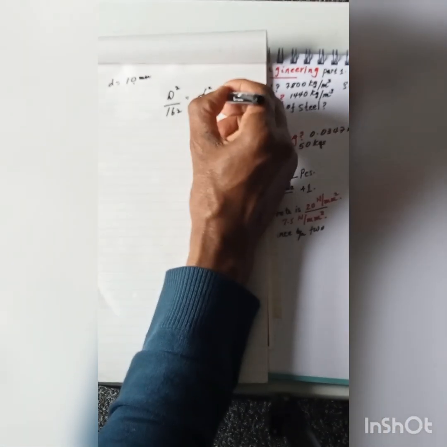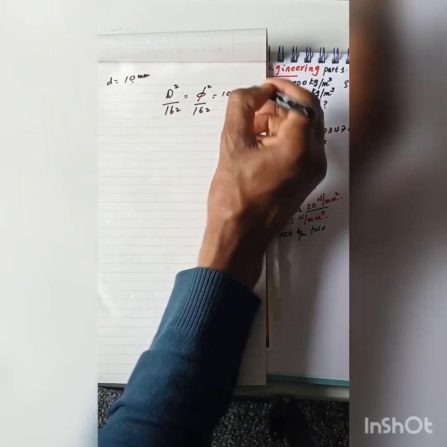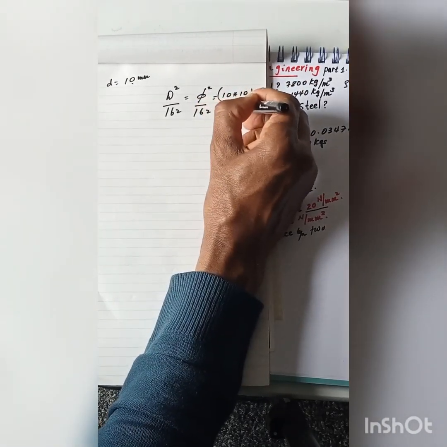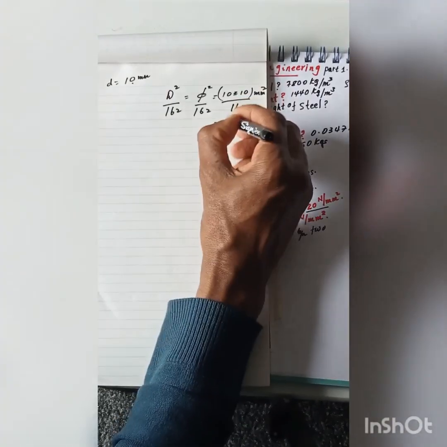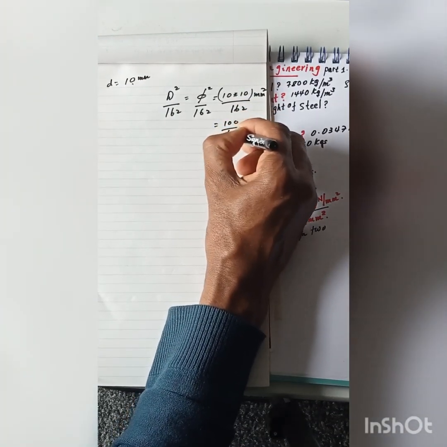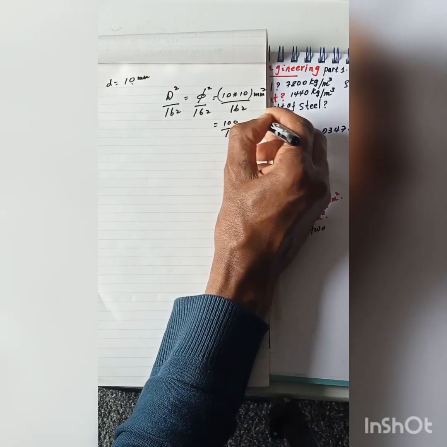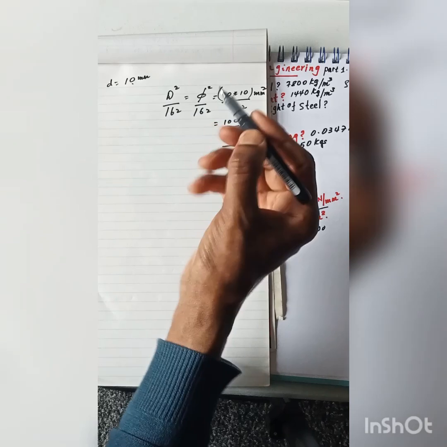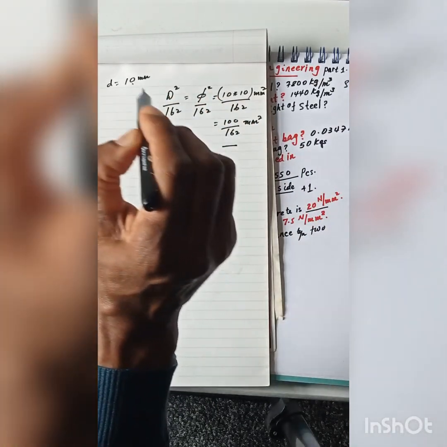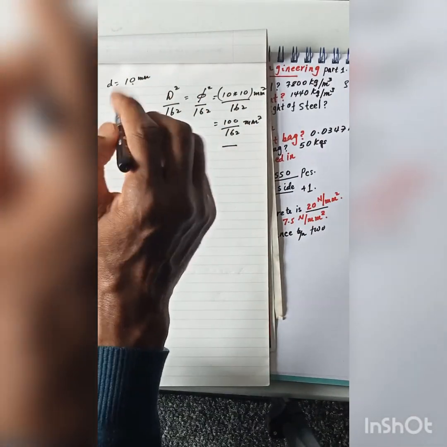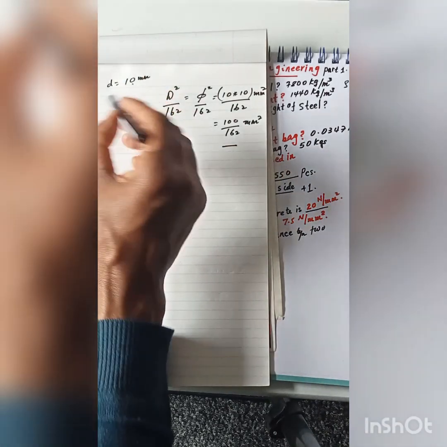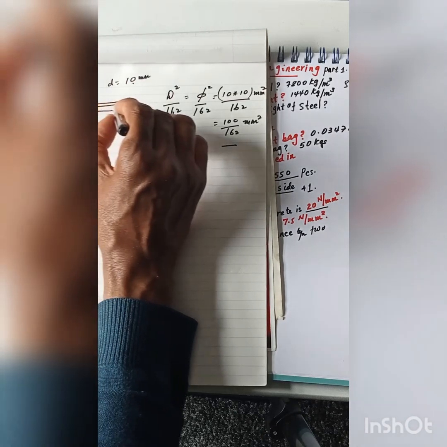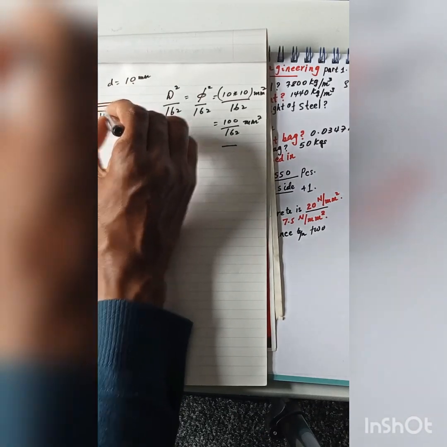the diameter, which is 10 times 10 millimeters squared, over 162. 10 times 10 is 100, so 100 over 162. This value, 100 divided by 162, is the unit weight of the steel in 1 meter. Be careful, it is per unit meter. That means per 1 meter.